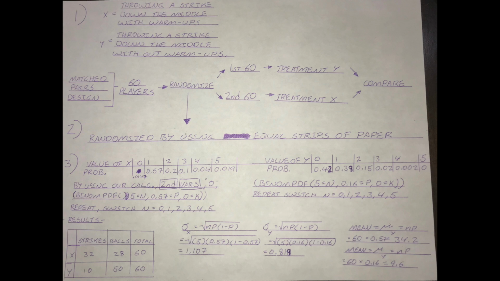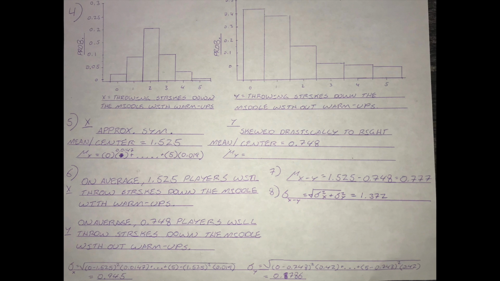Mean with a population of 60 equals 34.2 for the value of x, and for the value of y, the mean of 60 equals 9.6. With the information we got from step 3, with the standard deviation of x equaling 0.945, with the standard deviation of y equaling 0.786.